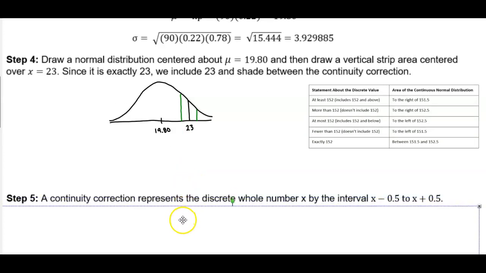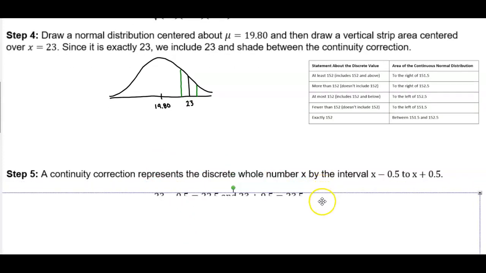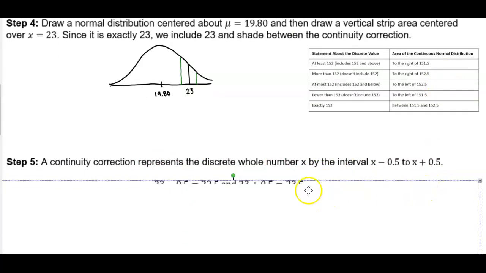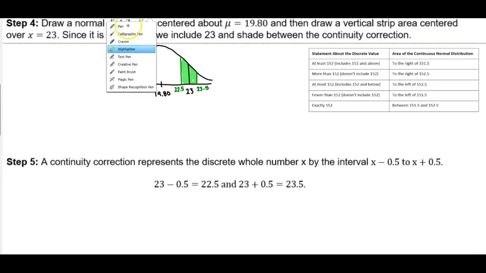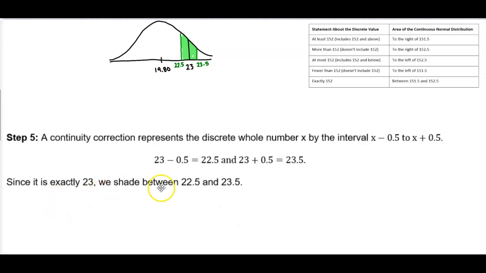Remember that the continuity correction represents the discrete whole number x by the interval of x minus 0.5 to x plus 0.5. Since we know x is 23, 23 minus 0.5 is 22.5, so that's the value to the left here. And 23 plus 0.5 is 23.5, which is to the right of 23. What we want to find is the area in between. Since it is exactly 23, we shade between 22.5 and 23.5.